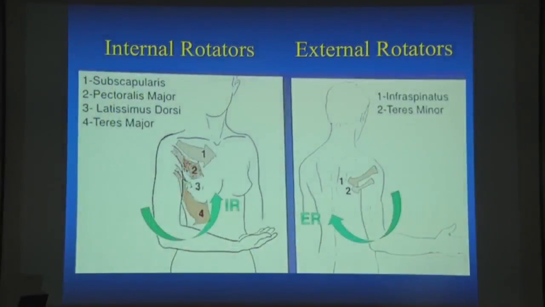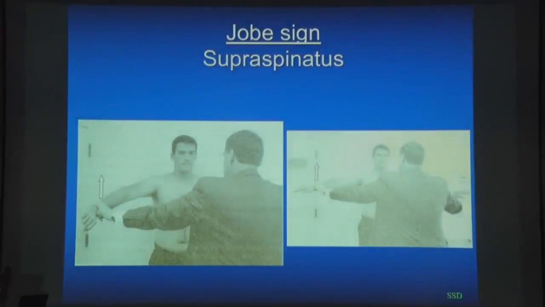Now this is, I think, one of the most exciting slides for me. I don't understand why nature gave us so many internal rotators but only 2 external rotators. If you look at the shoulder anatomy, you have subscap, pec, lat dorsi and teres major as internal. We have 4 internal rotators but only 2 external rotators. The implication of that I'll give in my next talk.